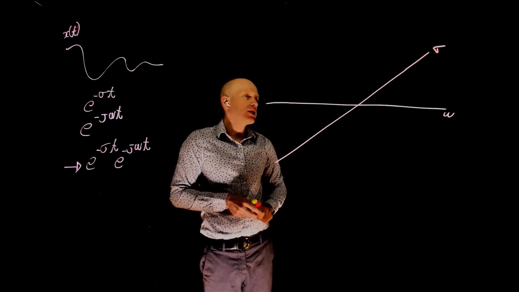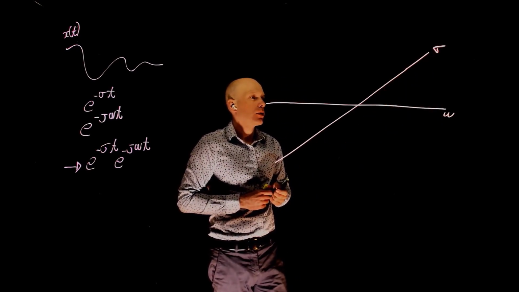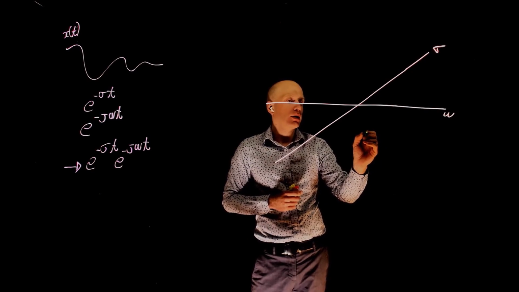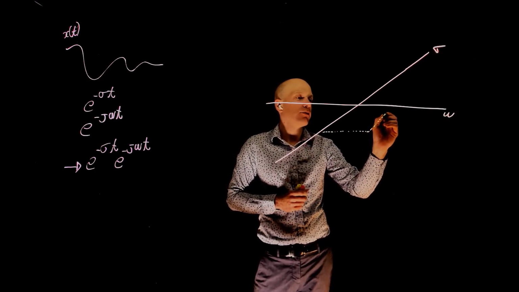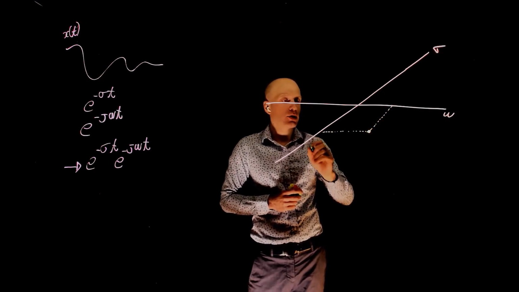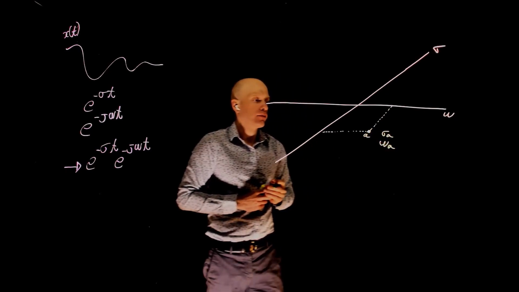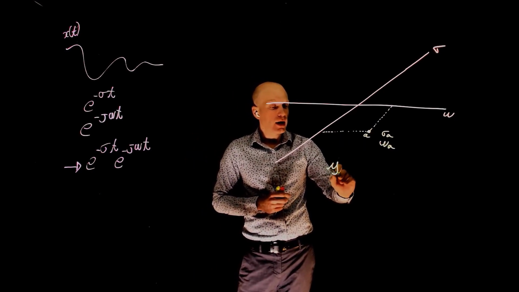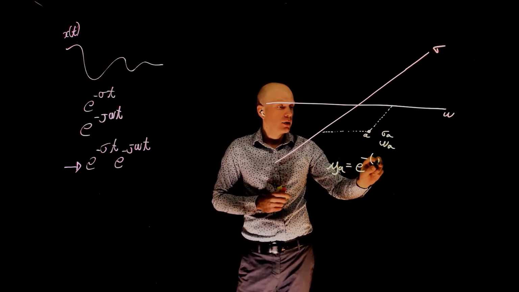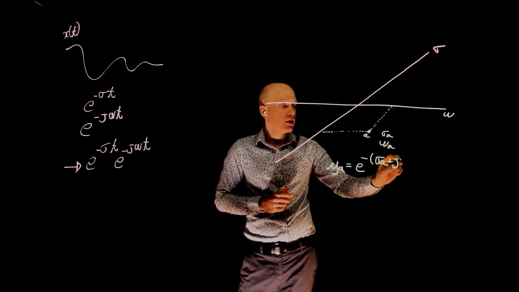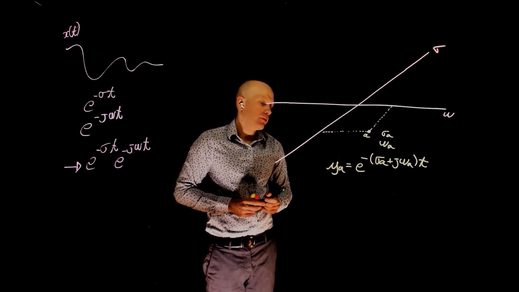To create a probing signal, let's pick a random point on this plane. We have here omega, the frequency, and sigma, the exponential component. Let's pick this point. If you pick this point, you're specifying sigma and you're specifying omega. Let's call this point A. So we have sigma A and omega A. With that, we can create a signal YA that is given by exponential of negative sigma A plus j omega A times t. This is the signal that we created. It could have any shape.